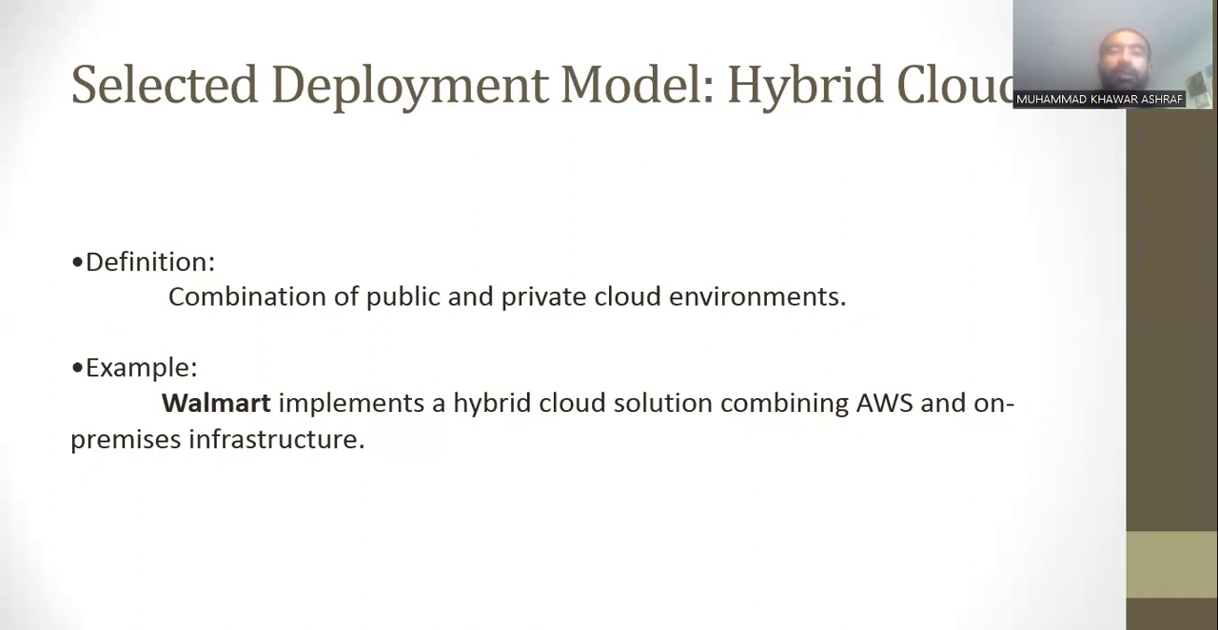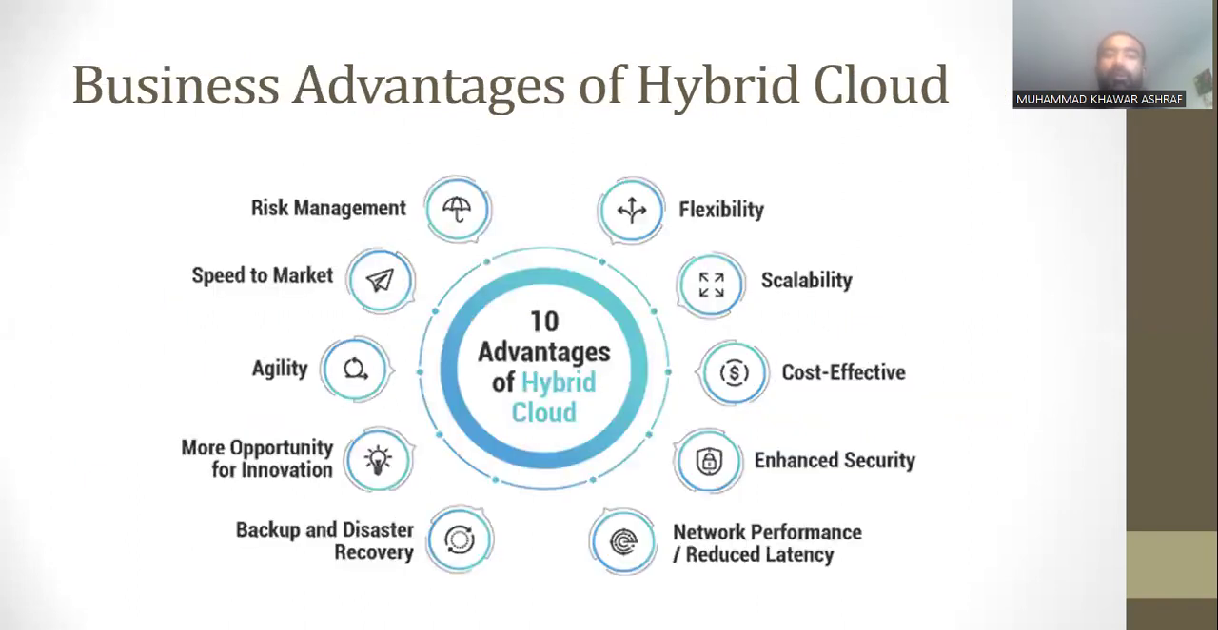So it is basically a combination of public and private cloud environments. Here we are going to look at Walmart as a company, as an organization who have actually deployed the hybrid cloud solution, combining Amazon Web Services and on-premises infrastructure to navigate through their business needs and promote their business.